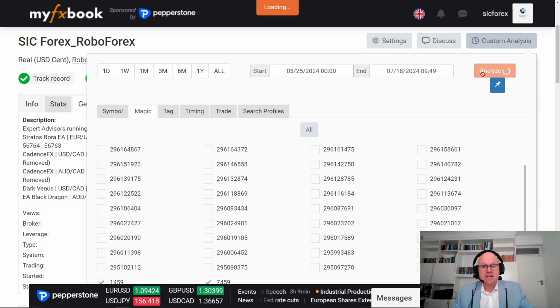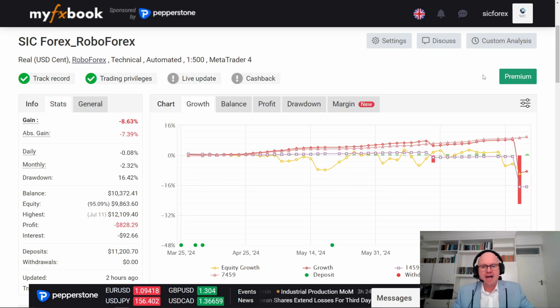The reason is, even with the combined set files, it has made a negative profit of $828.29, or a negative absolute gain of 7.39% with a drawdown of 16.42%. You'll see this specific EA was constantly in drawdown, so we'll see the equity growth line is below the actual growth of the account. Now, this shows me that this strategy doesn't have advanced features like an overlap technique, which reduces drawdown, and it's also missing a news filter.